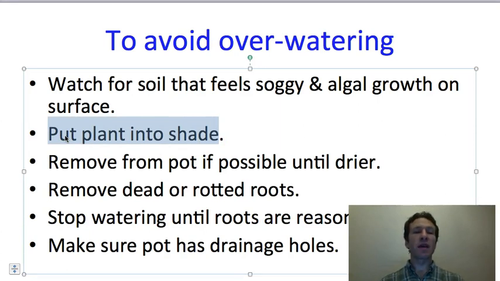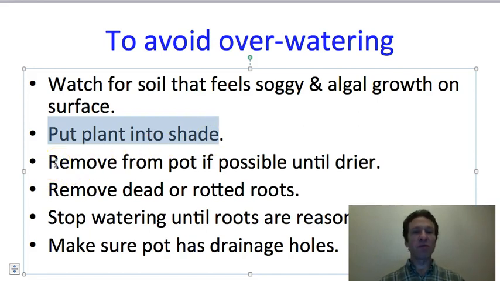The problem is that if the roots are not working well, then the plant will be stressed, and a stressed plant will not be good at acquiring water from the soil, even if it's abundant. Therefore, the plant in the sun will be stressed and not able to acquire enough water to deal with it. So put it in the shade.